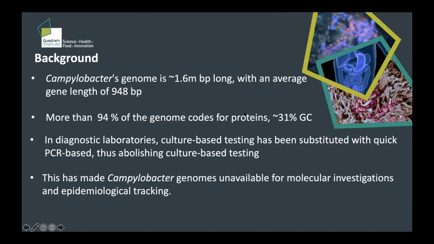To begin with, Campylobacter's genome is around 1.6 million base pair long, with an average gene length of 900 base pair, and more than 94% of the genome codes for proteins, which makes it one of the most densely sequenced bacterial genomes. So in diagnostic labs, culture-based testing has been substituted by a rapid PCR-based analysis, which has made Campylobacter genomes unavailable for molecular investigation and epidemiological tracking.